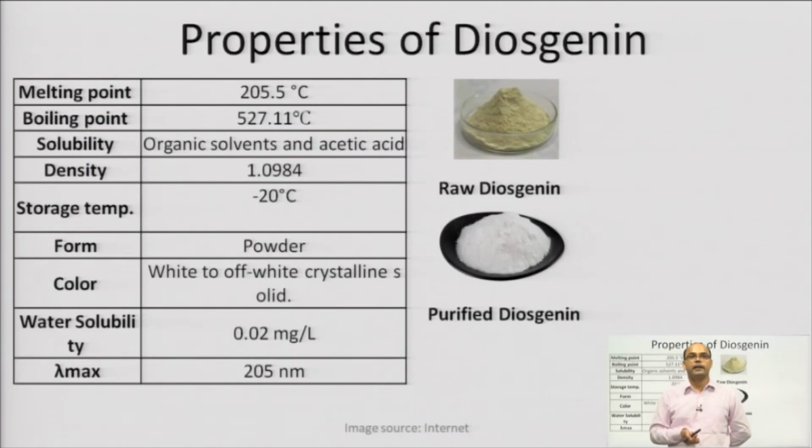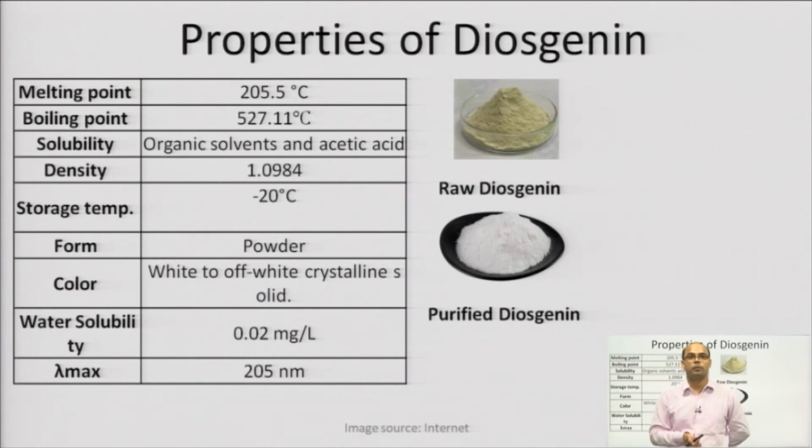Moving on to the next slide, here are the properties of Diosgenin. Diosgenin has a melting point of about 205.5 degrees centigrade. The boiling point of Diosgenin is about 527.11 degrees centigrade. Solubility, we have seen on the very first slide also. It is soluble in organic solvents and acetic acid, but it is insoluble in water. Density of Diosgenin is about 1.0984.